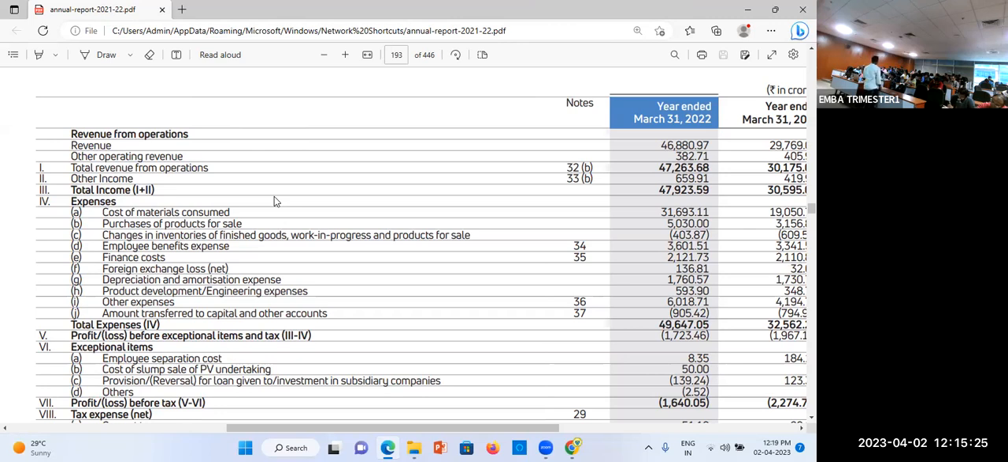I repeat again. Change in inventories is equal to opening stock of work in progress, finished goods, and stock in trade minus closing stock of work in progress, finished goods, and stock in trade.